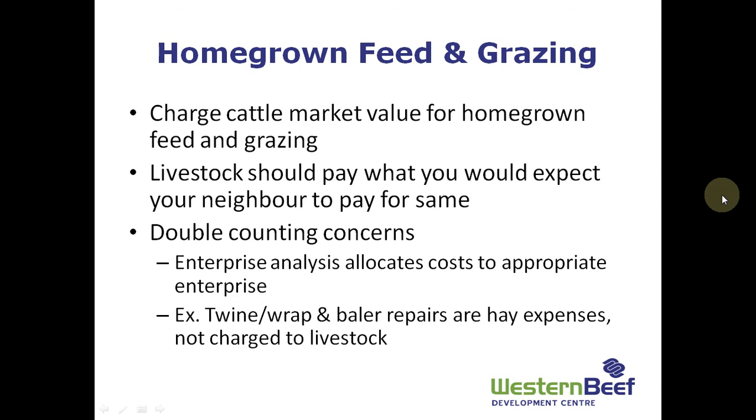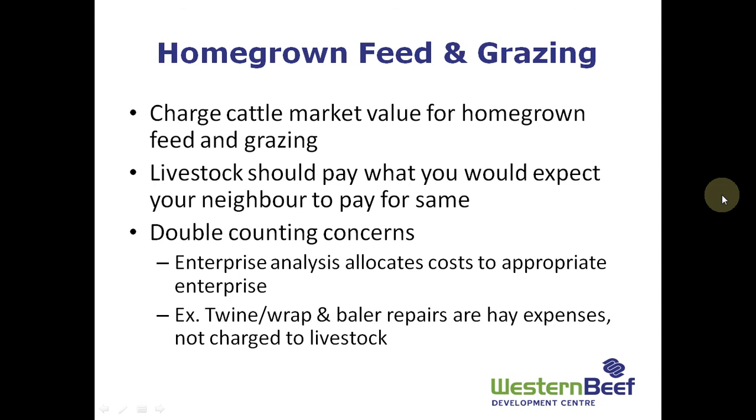Just further again, homegrown feed and grazing, you're going to charge market value for your feed and grazing. And the reason you want to do that is because ultimately you could sell all your cattle and simply rent out your pasture and rent out your hay as standing hay, or perhaps make hay and sell it off the operation and have no cattle at all.